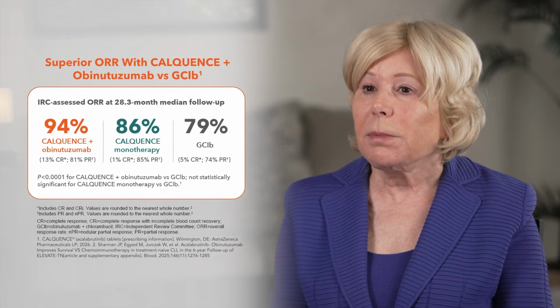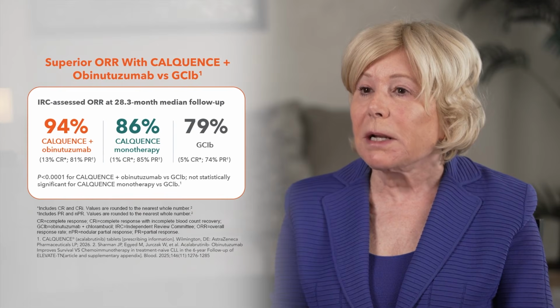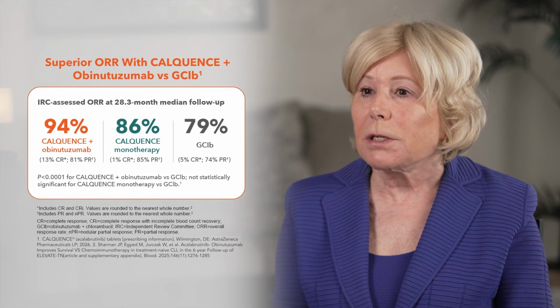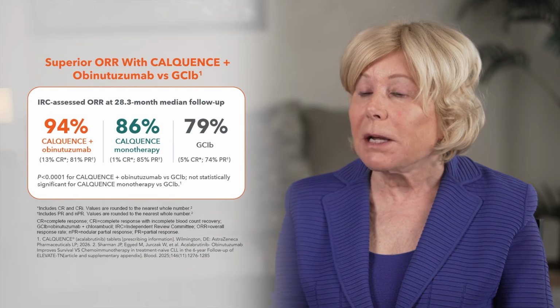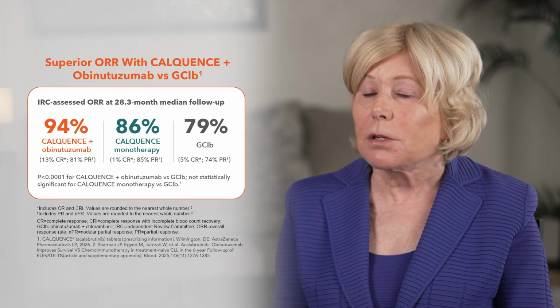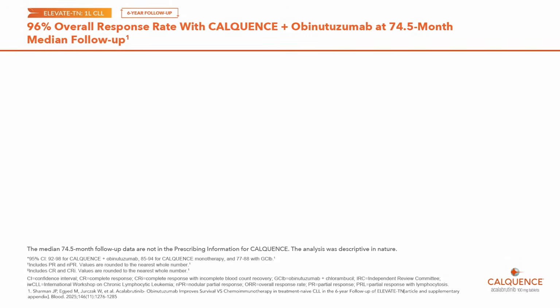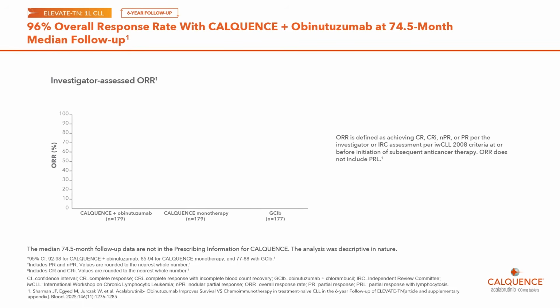At 28.3-month median follow-up, CALQUENCE and obinutuzumab had superior overall response rate versus chlorambucil plus obinutuzumab. The difference was not statistically significant for CALQUENCE monotherapy versus chlorambucil plus obinutuzumab. Now let's move on to the overall response rate findings at the 74.5-month median follow-up.